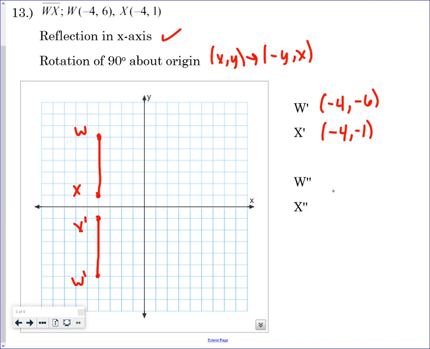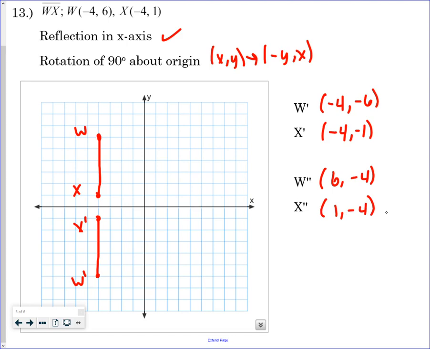So negative 4, negative 6 is going to turn into positive 6, negative 4. Do you guys get that? Okay. And then X double prime is going to be what? Change the sign on the y and flip them. 1, negative 4. Very good.